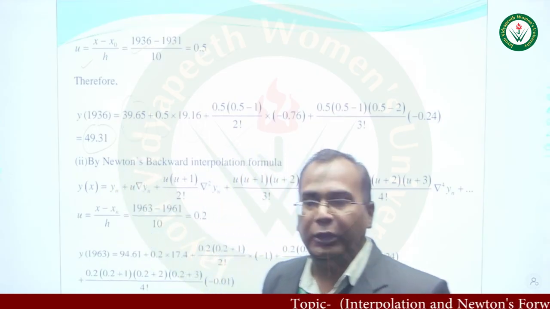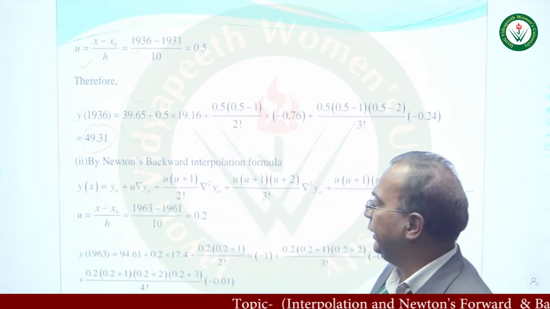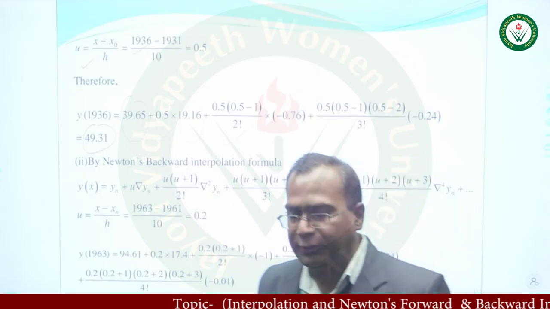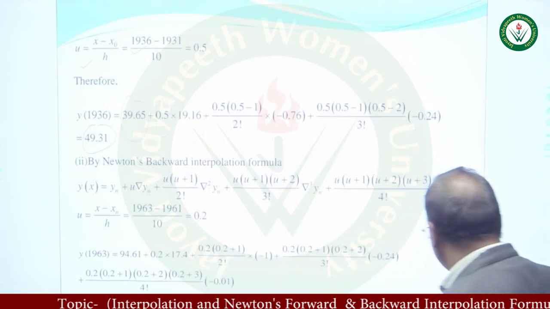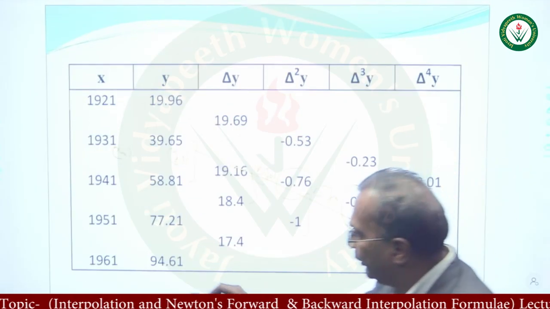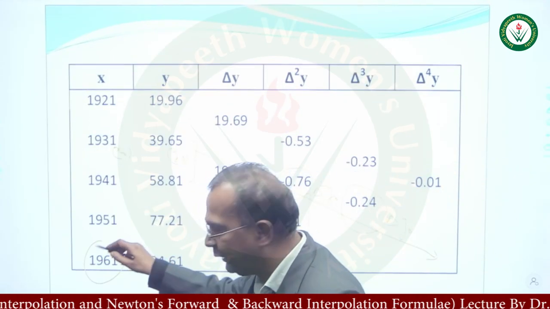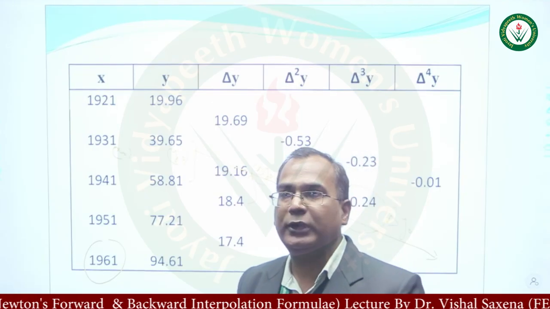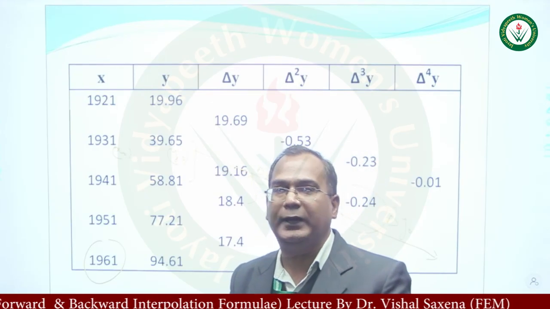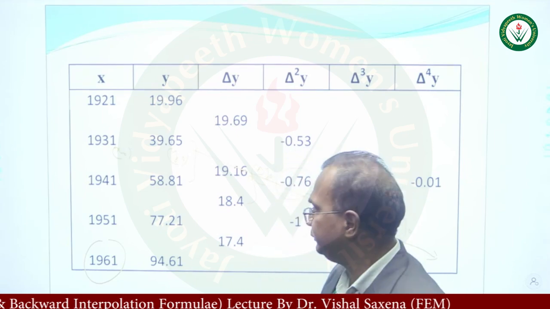Now the next part of the question is to find the value of y at 1963. Again I am explaining, look at this one, 1963 is coming at the end, at the bottom of the table. That's why Newton's backward interpolation formula is the appropriate formula to find it.